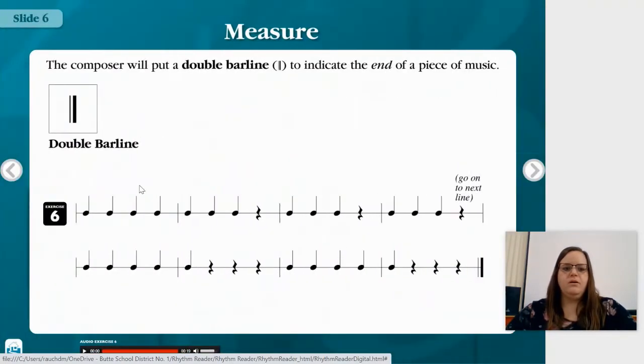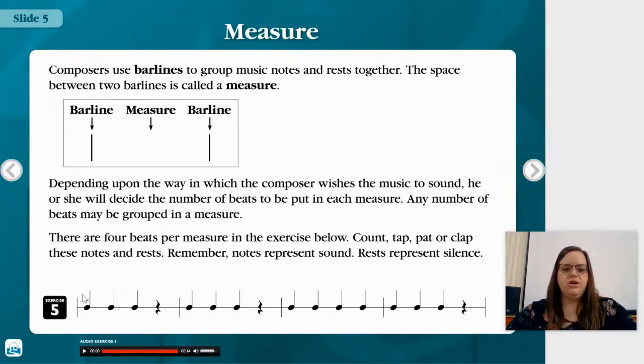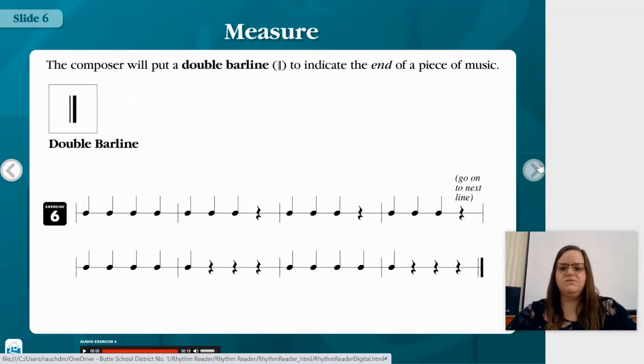Moving forward, let's review measures really quick. A measure is the space in between the bar lines. So these three notes and one rest are in this measure. This measure has 4 quarter notes in it. So it's this space here in between the bar lines, okay? So there's 5 bar lines, 1, 2, 3, 4, 5. And there's 4 measures because the bar lines are outlining the measure. 2, 3, 4, okay?